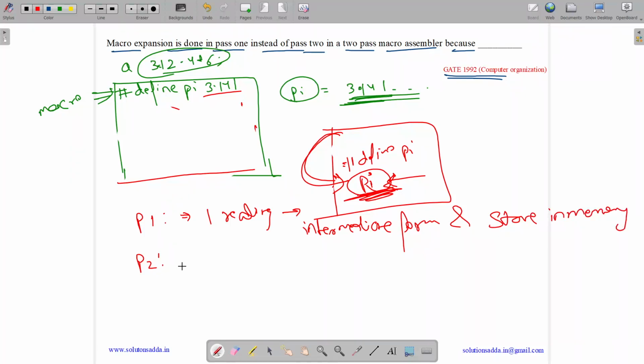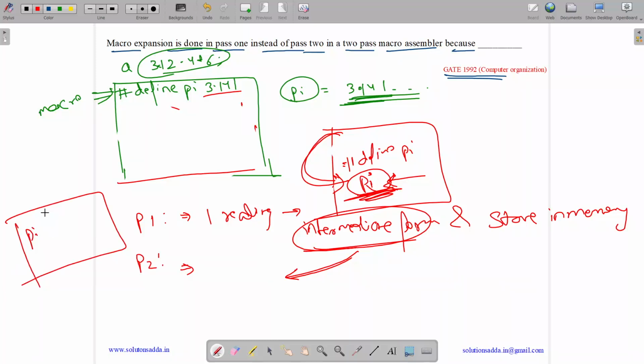And what happens in pass 2? In pass 2, it is made over this intermediate form, and here we will be using a symbol table. We will be creating a symbol table which will tell us, like pi, it has a value 3.141. And in pass 2 we will be using this.